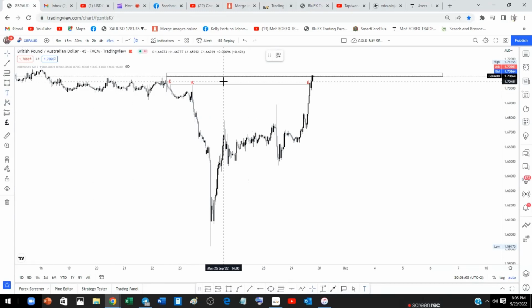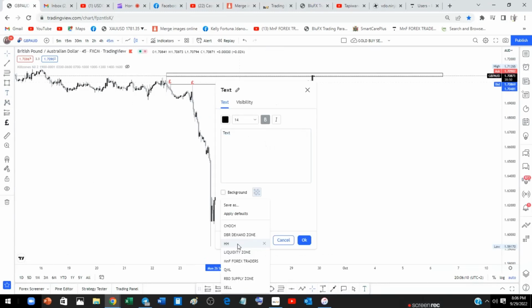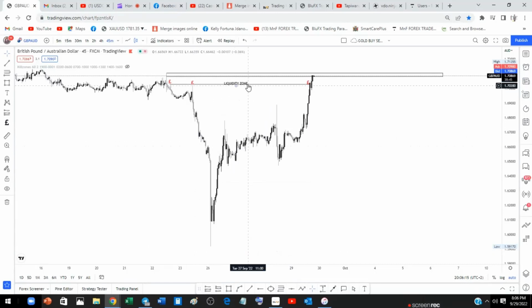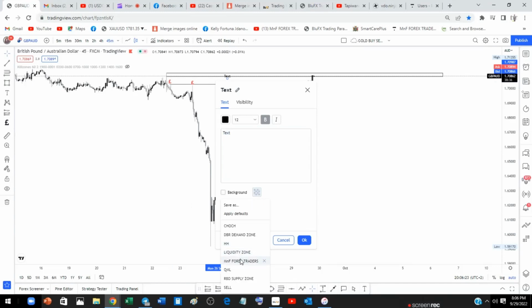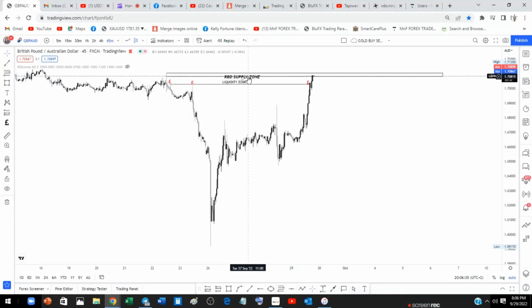Okay, so this is what I call my liquidity area. All right, so this is my liquidity area or my liquidity zone right here. And then on top there is my rally based drop supply zone. So I'll go ahead and label that rally based drop supply zone. All right, so here we go.